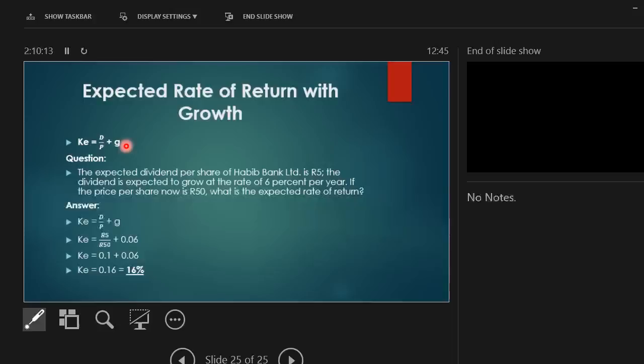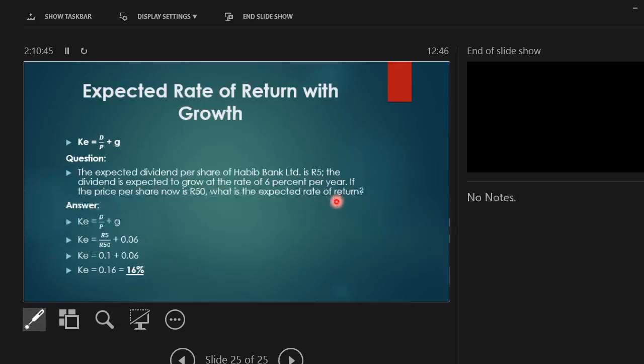All right, so let's look at a question like this so that you know which one of these is going to be put in this formula. The expected dividend per share of Hobby Bank Limited is 5 Rand. The dividend is expected to grow at a rate of 6% per year. If the price per share now is 50, what is the expected rate of return?